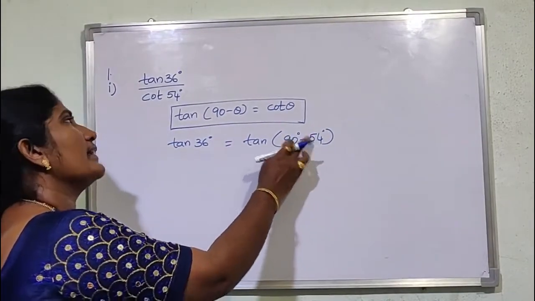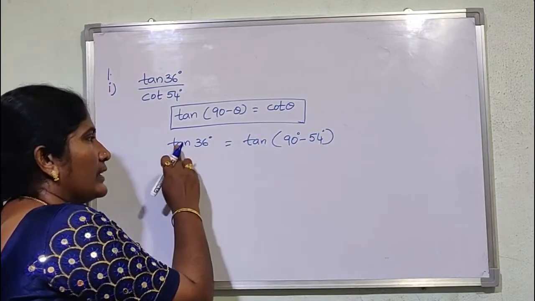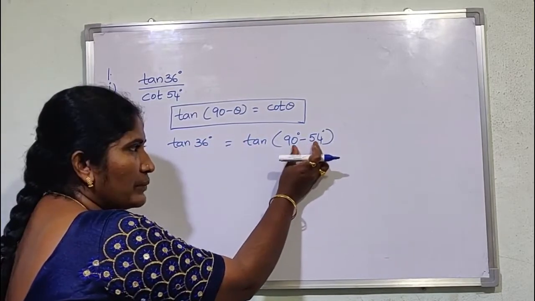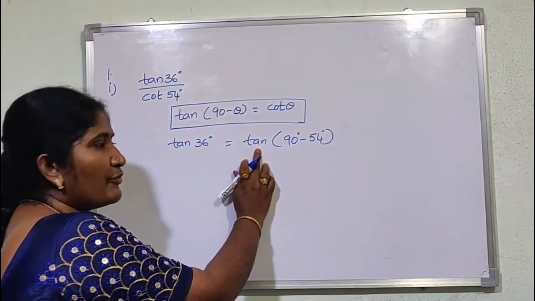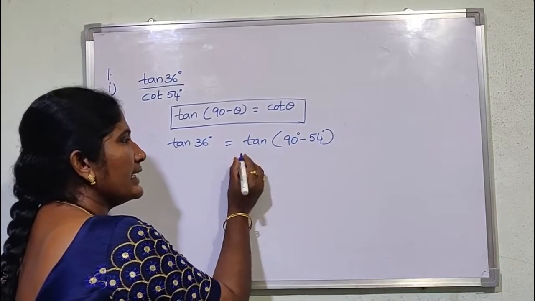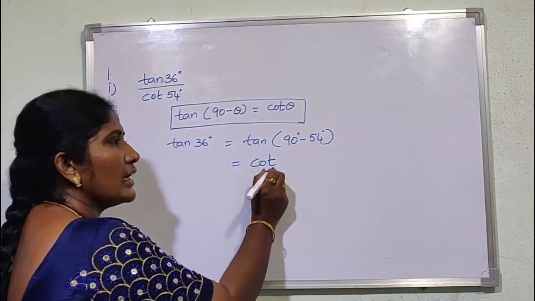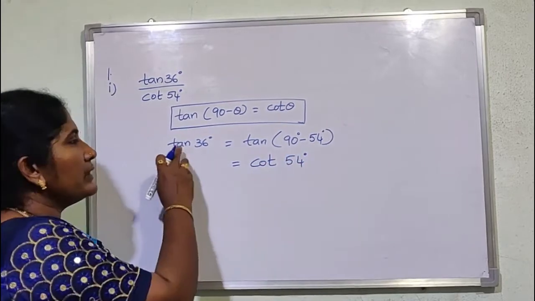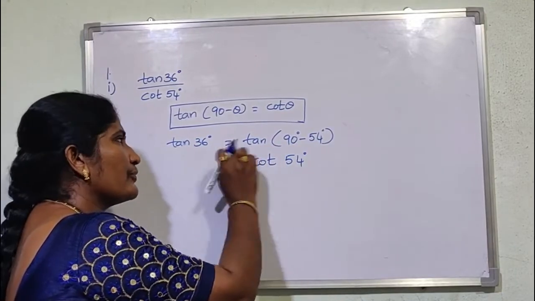Here also one clue is there. Here in down whatever they will go, that only will come. Tan 36 can be written as tan 90 minus 54. 90 minus 54 means 36. Here it is in the form of tan 90 minus theta. Tan 90 minus theta means it will become cot theta. Cot, what is the value of theta here? 54 degrees.